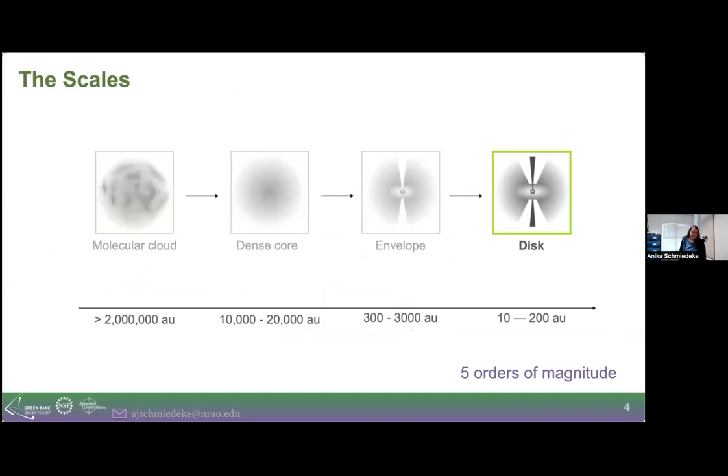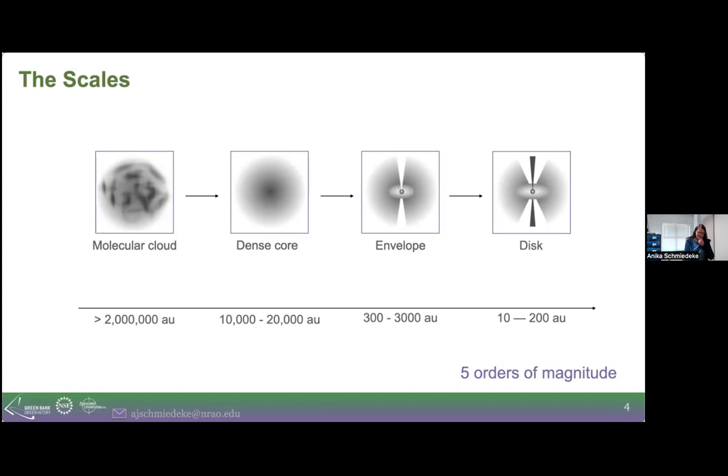So the main constituents for the process of early star formation are our molecular clouds, the dense cores, the envelopes and the disks. And when going from the molecular clouds to the disks, we are basically covering 5 orders of magnitude in spatial scales. So we are covering a large range of dimensions and trying to resolve this.